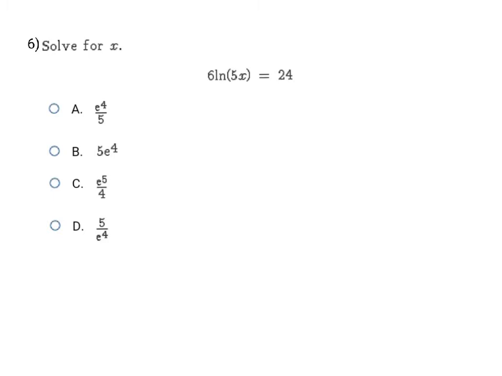So this problem here is very similar, only I'm working with a natural log. So that means I'm going to see the letters ln here instead of log base e. And so I'm going to divide both sides by 6 to get that natural log by itself, which is the first step. So I'm going to have ln of 5x equals 4.